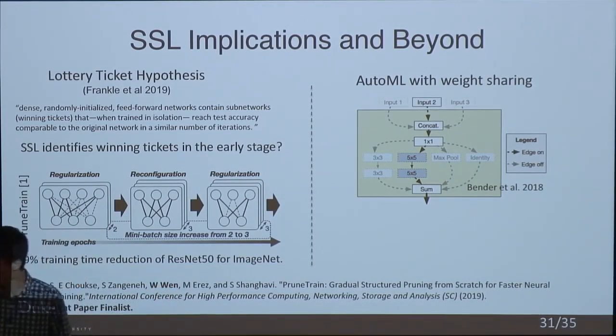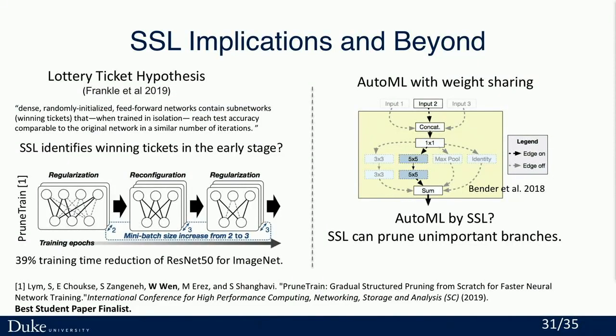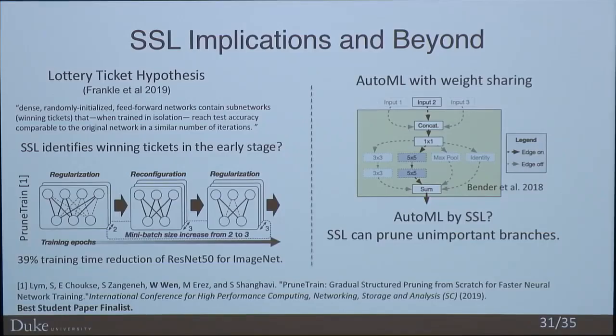But the question is, can we use SSL for AutoML? In SSL, we are basically trying to remove structures. So a second open question is, can we use SSL for AutoML?